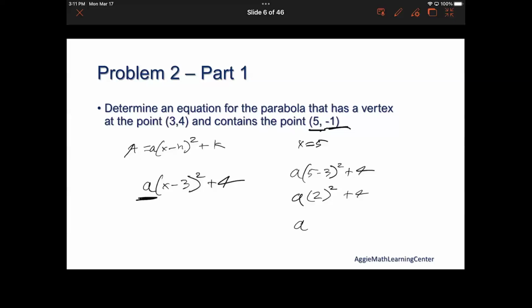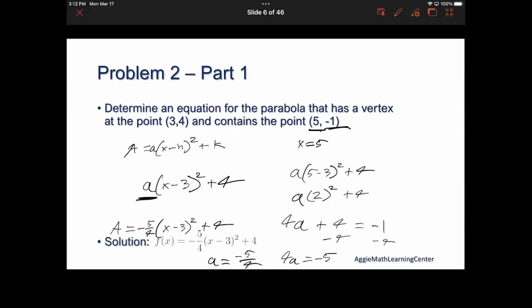That'll leave us with 4a plus 4. And then what we can do is set this equal to -1 because that is our y value for that point. And then we just solve for a. So we can subtract 4 from both sides, leaving us with 4a equals -5. And then we can divide both sides by 4, giving us a is equal to -5 fourths. And so the equation of our parabola is going to be -5 fourths times (x minus 3) squared plus 4. And as you can see, that is our solution right down here. Any questions with any steps or decisions I took with that one?